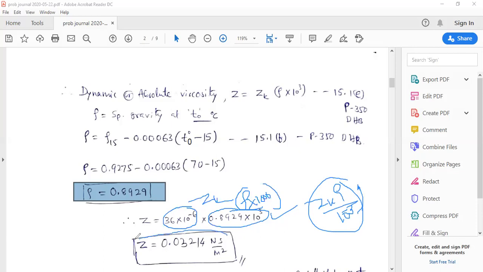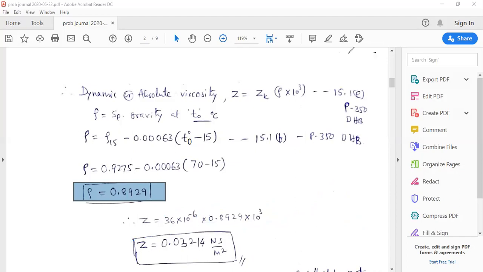After simplification, we get the value of absolute viscosity as 0.03214 Newton second per meter square, or Pascal second. So this is the method of getting the value of absolute viscosity. This is, again, the general design procedure. In the general design procedure, this is the third main step.